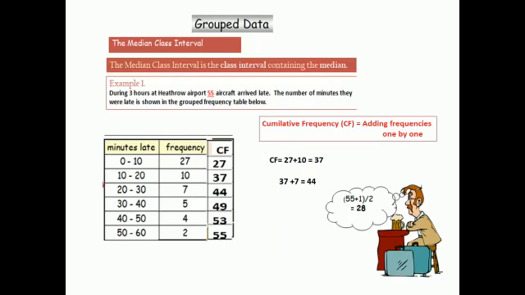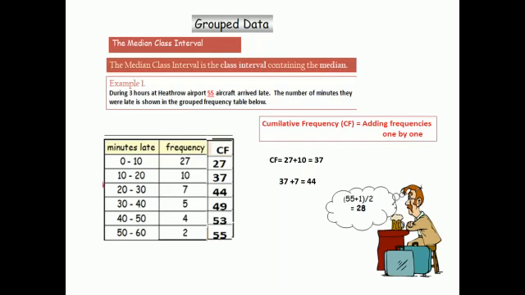Okay. Then what is the total? The total is given in the question, it is 55. 55 plus 1 divided by 2 is 28. Look at the cumulative frequency. 28 is coming. Which section? Yes, number 2.